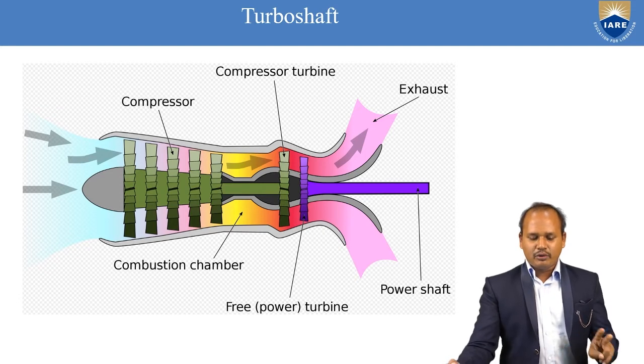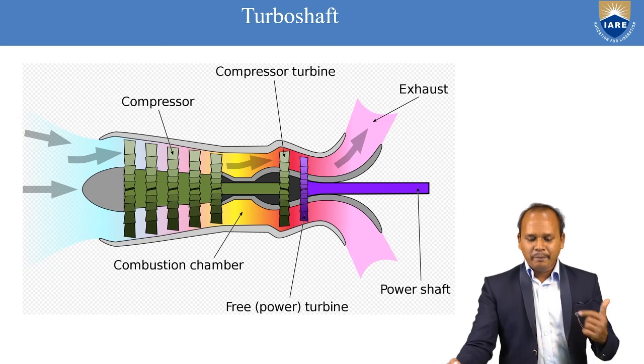So for both your turboprop and turboshaft, the ultimate outcome is basically shaft power. In the aircraft turboprop we use the shaft power to rotate the propeller, whereas in the turboshaft we use the shaft power to rotate the rotor blade of our helicopter.